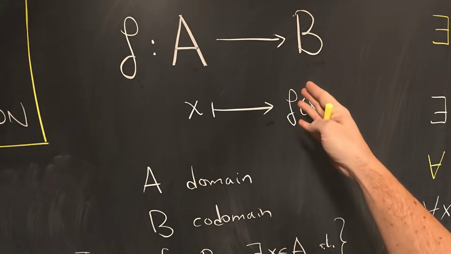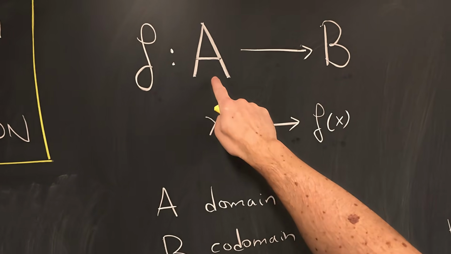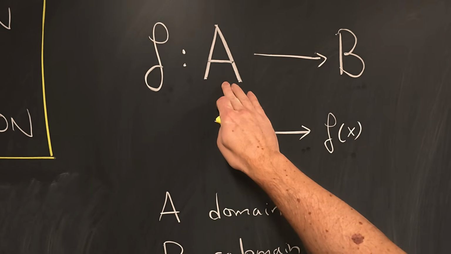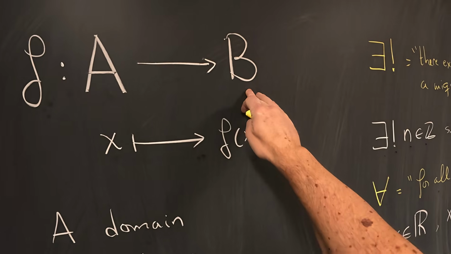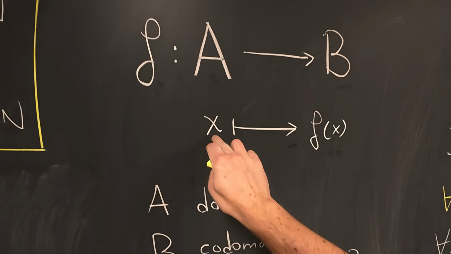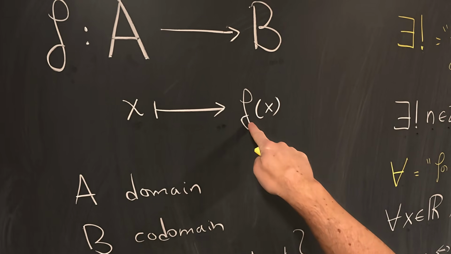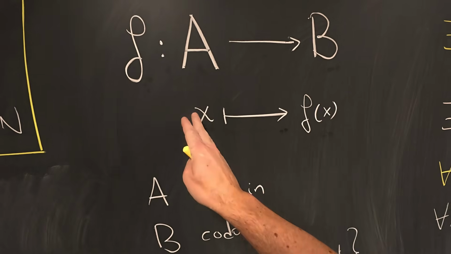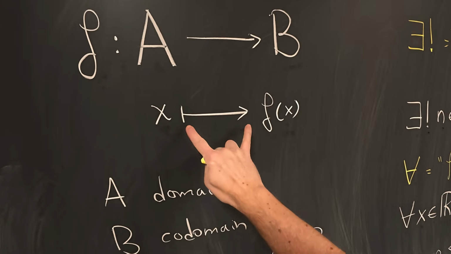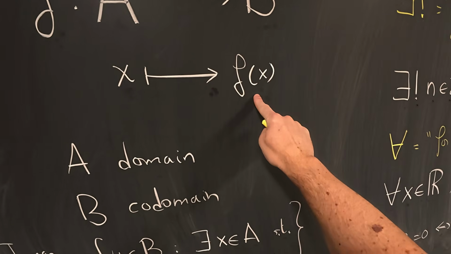Finally, I want to talk about function notation. So this expression, f colon A arrow B, means that f is a function that takes values from A and gives you values in B. So for every element of A, every x in A, there is a unique element of B, which we call f of x, such that x maps to f of x. This arrow with a little bar here, that arrow means maps to. So x maps to f of x.